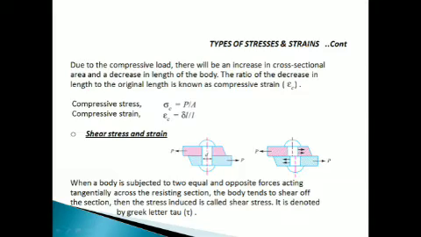This ratio of decrease in length to the original length is known as compressive strain, and compressive strain is given by epsilon c is equal to delta L by L, and compressive stress sigma c is equal to P by A.